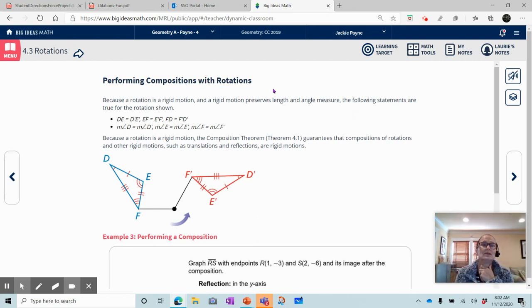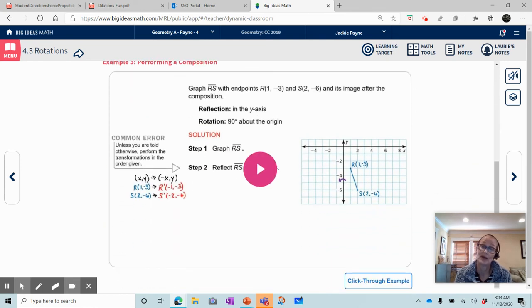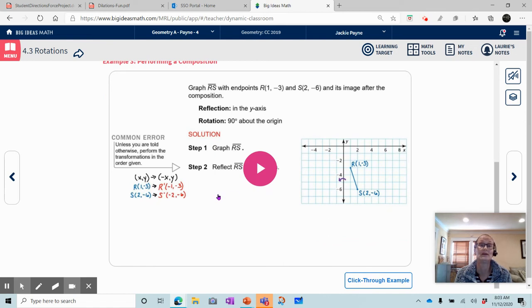Because a rotation is a rigid motion and a rigid motion preserves length and angle measure, the following statements are true. So you can move things. The Composition Theorem, 4.1, guarantees that compositions of rotations and other rigid motions, such as translations and reflections, are rigid motions, which means you can do any three of those or a combination, and it will still be the same size and the same shape. So here's how you can actually do one, again, step by step.